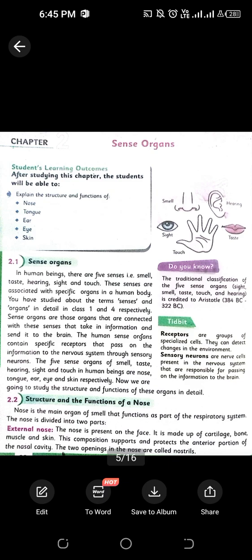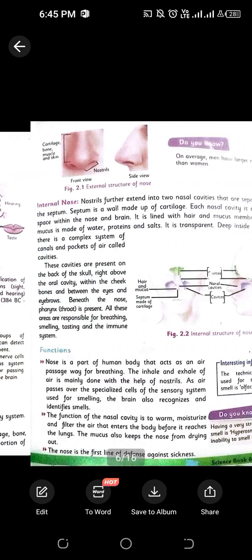The nose is divided into two parts: first the external nose, and second the internal nose. The external nose is present on the surface of the face, which is visible, and it is made up of cartilage, bone, muscles, and skin. Cartilage is basically bone which is flexible, which is soft. This composition supports and protects the interior portion of the nasal cavity. The two openings in the nose are called nostrils.